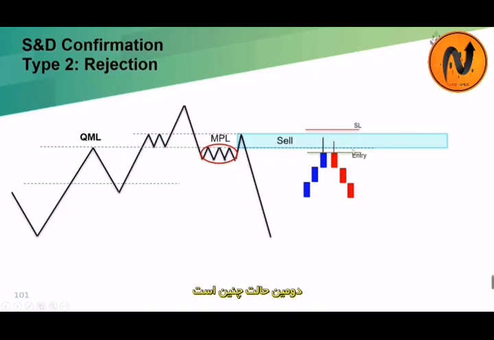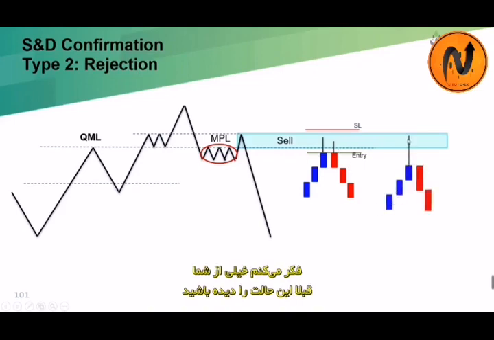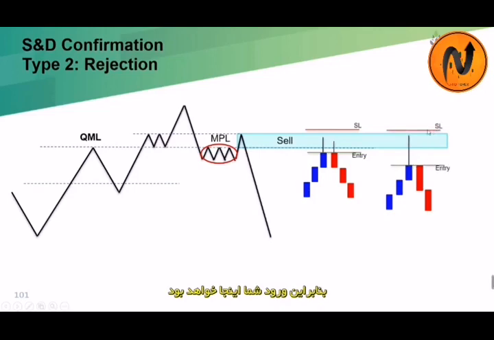So the second type of rejection is something similar like this. I believe a lot of you have seen this kind of thing before. There is a bullish candlestick, then there is a very, very big wick coming down from this area. Your entry will be this area and your stop loss will be above here. So this is the rejection that we talk about.